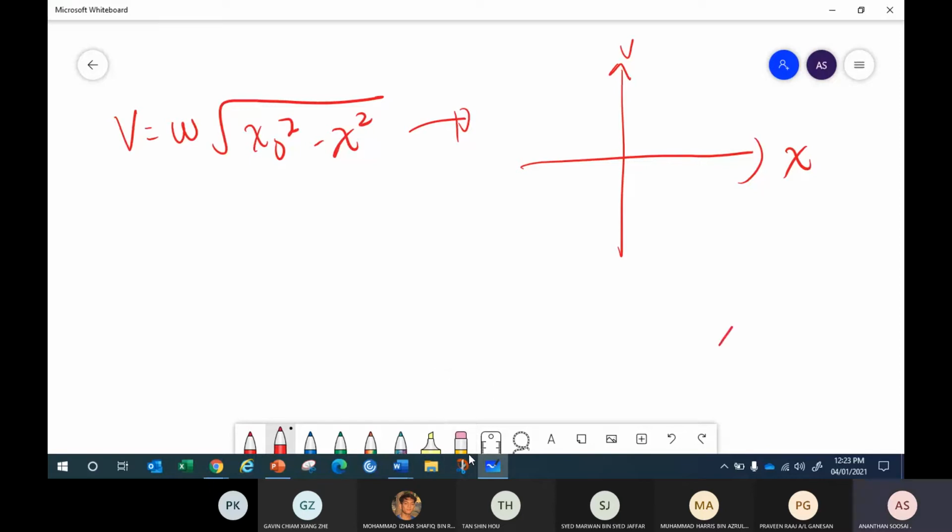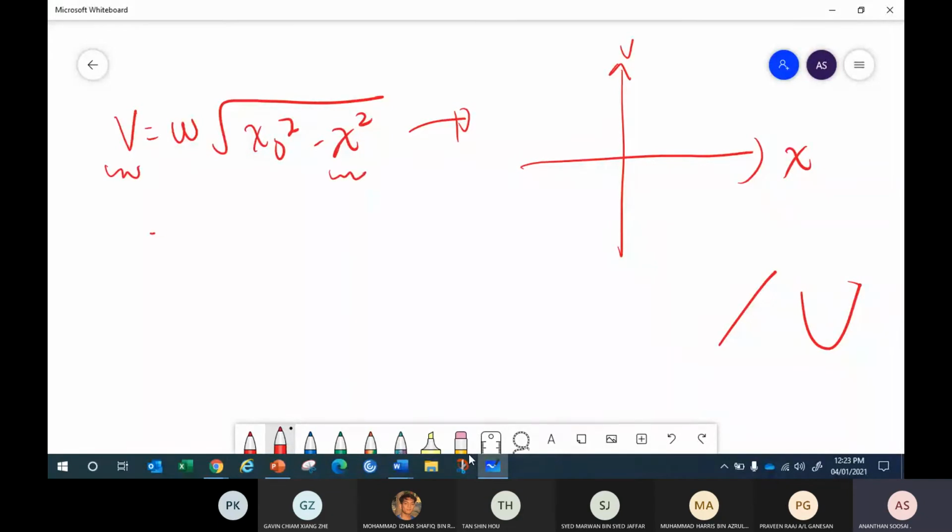Is it going to be a straight line? Is it going to be a quadratic? This is one of the weirdest graphs in physics for your A levels. Okay, so you see we are plotting V versus X.